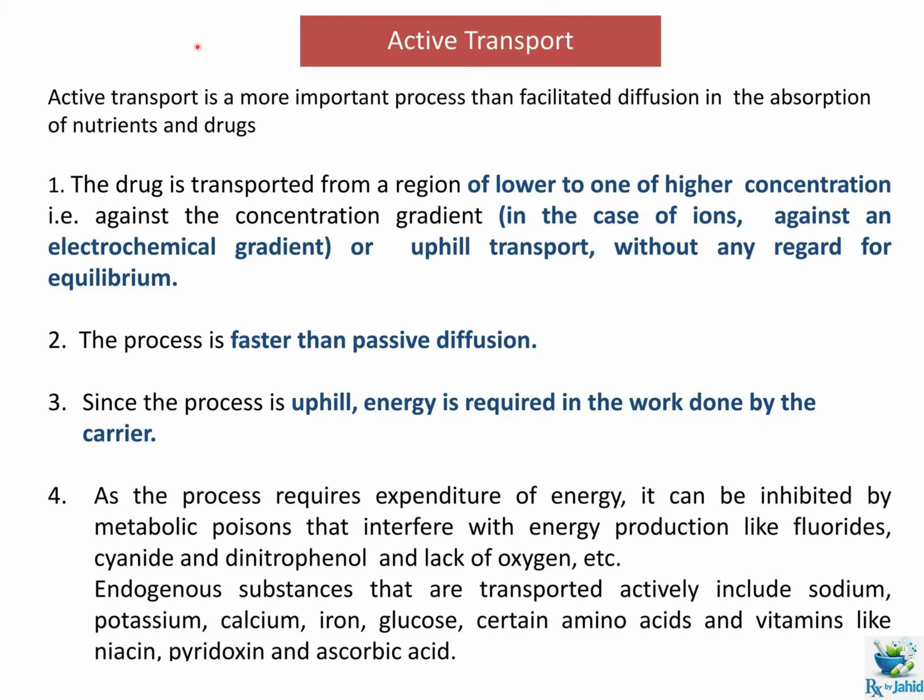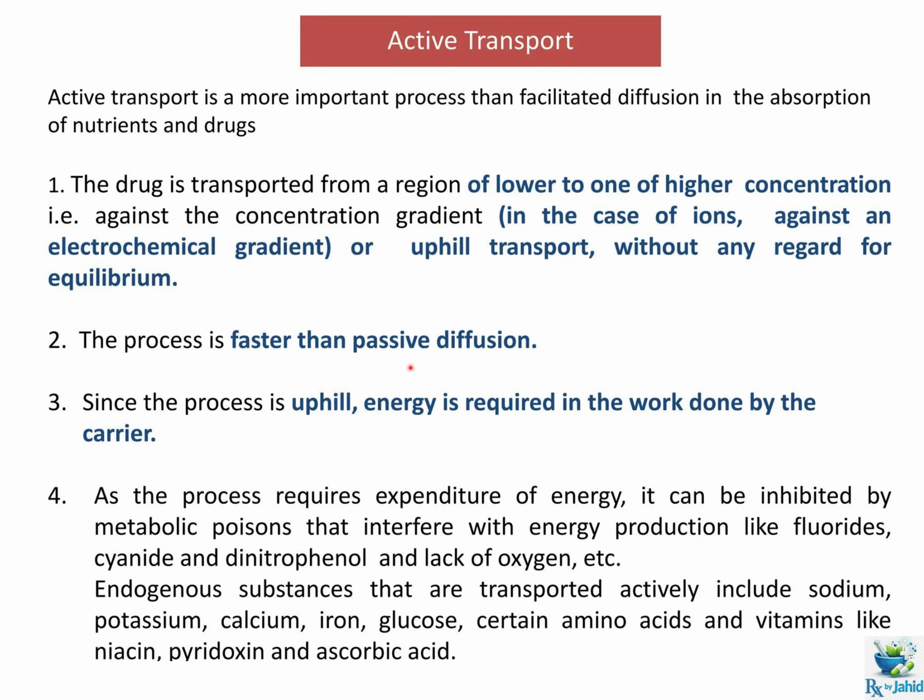So our next topic is active transport system. Active transport is a more important process than facilitated diffusion in the absorption of nutrients and drugs. So these properties would be just opposite to passive diffusion. Let's say the drug is transported from a region of lower to one of higher concentration. So against the concentration gradient. In case of passive diffusion, we have seen that it was through the concentration gradient, but this is against the concentration gradient.